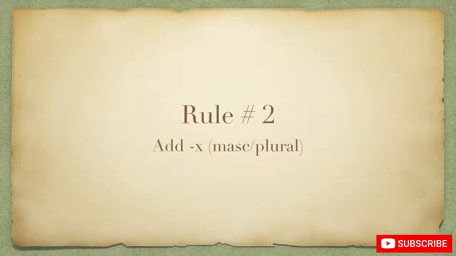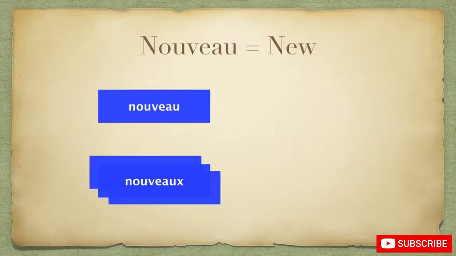A second rule is that you add an x for the masculine plural for words ending in eau, like nouveau. You'd add an x to the masculine plural. So they both sound the same, nouveau and nouveaux.